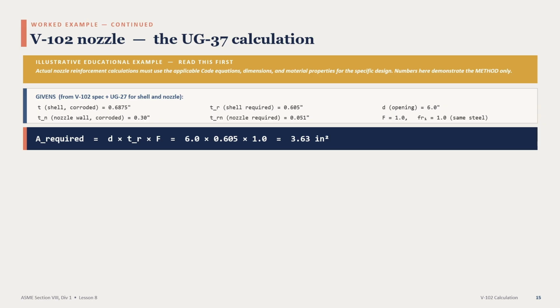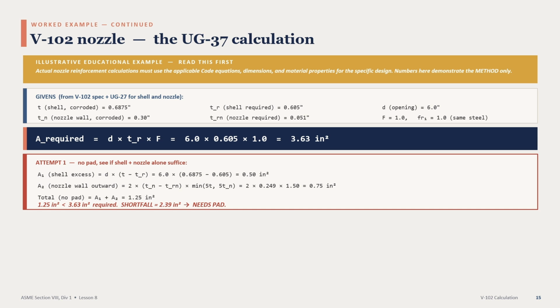Compute the required area. A required equals D times t sub r times F. That's 6 times 0.605 times 1, which gives us 3.63 square inches. So we need to make up 3.63 square inches of metal around the hole. Now let's see what we have got.